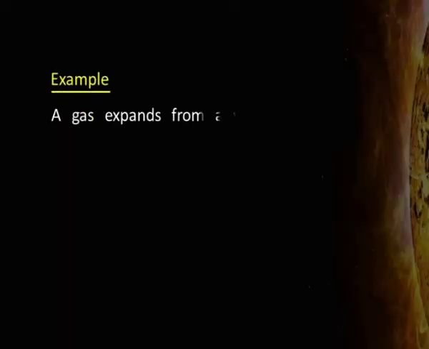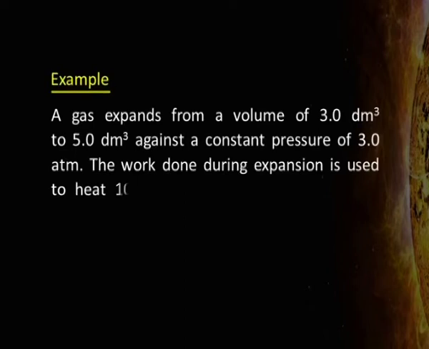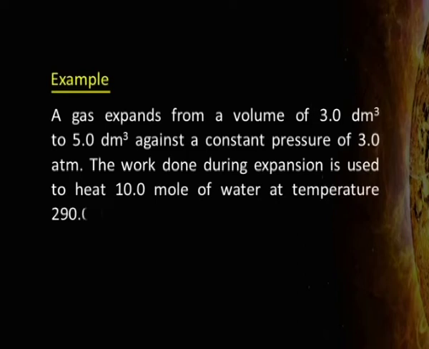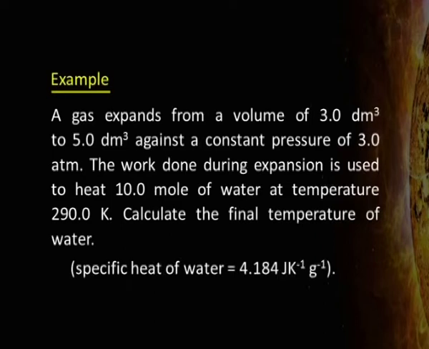Here is an example to understand the calculation of work done in irreversible isothermal expansion of the ideal gas. A gas expands from a volume of 3 decimeter cube to 5 decimeter cube against a constant pressure of 3 atmospheres. The work done during expansion is used to heat 10 mole of water at temperature 290 Kelvin. Calculate the final temperature of the water. Specific heat of water is given to be equal to 4.184 joules per Kelvin per gram.